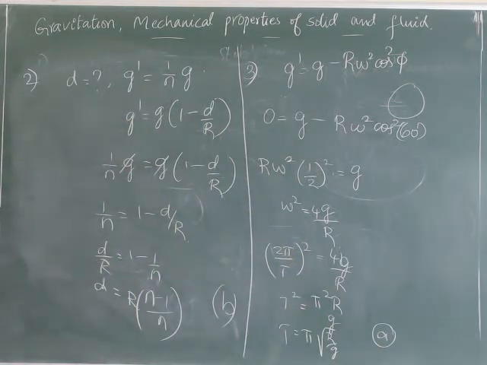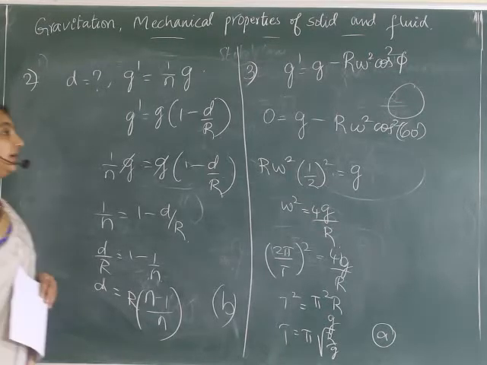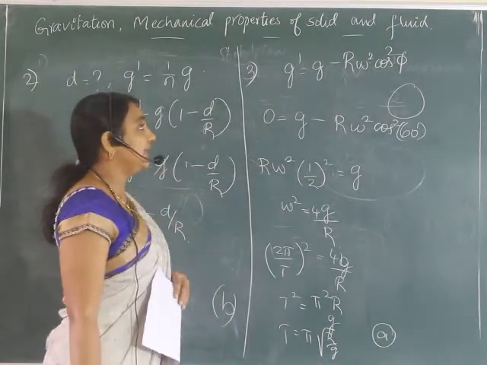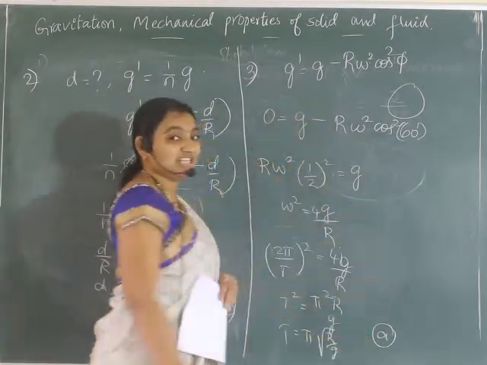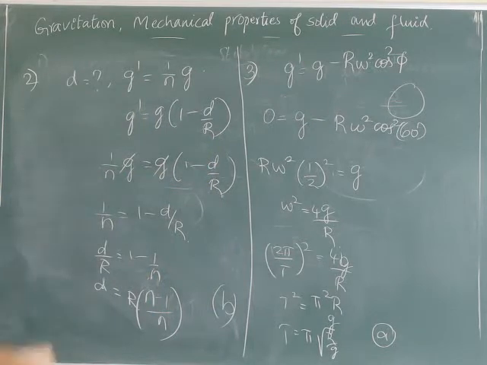So when there is a rotation of the Earth about an axis, if we increase the speed so that the angle changes to phi, then the expression we have to use is g dash is equal to g minus R omega square cos square phi.